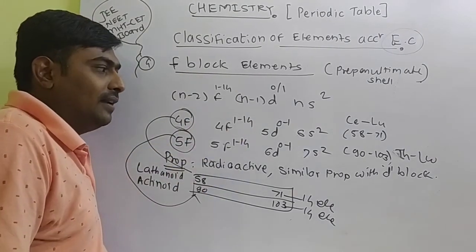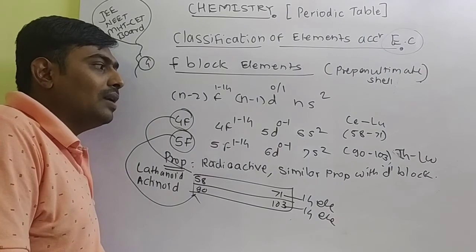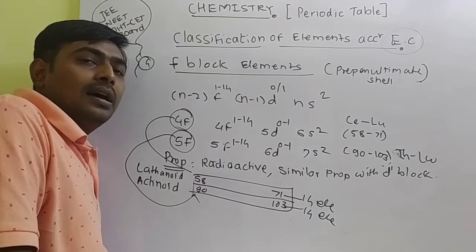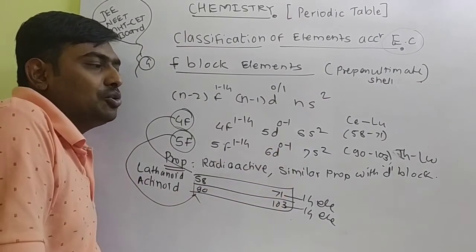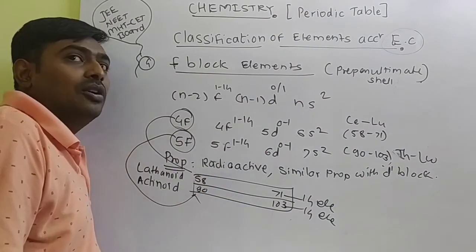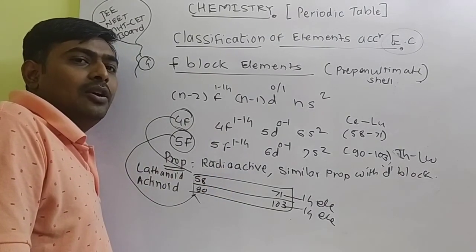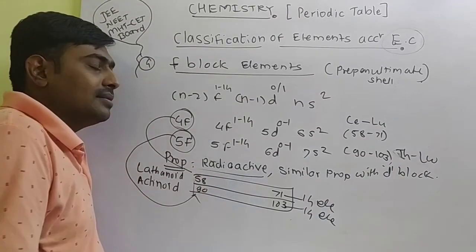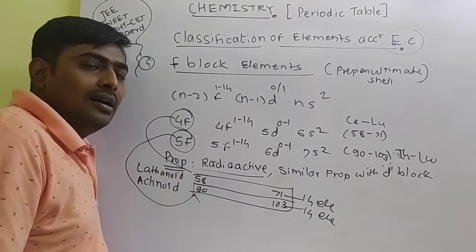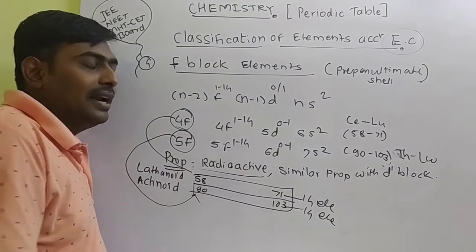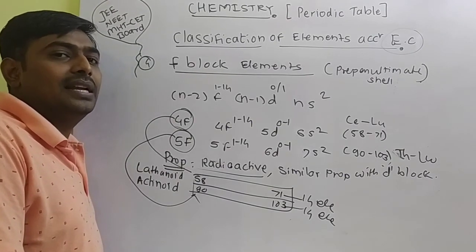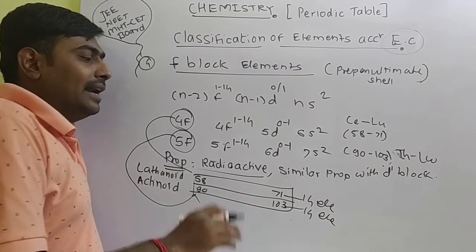4f 1 to 14, 5d 0 or 1, 6s2. The second one is 5f 1 to 14, 6d 0 or 1, 7s2, the electronic configuration for lanthanide and actinide series. This will be the general electronic configuration. So what are the properties? Generally all the elements are radioactive because their atomic number is greater than 92. Actinides are radioactive. Some of these elements emit alpha, beta, gamma rays, or have very unstable nuclei. A very small nucleus contains a large number of protons. So they are radioactive elements.